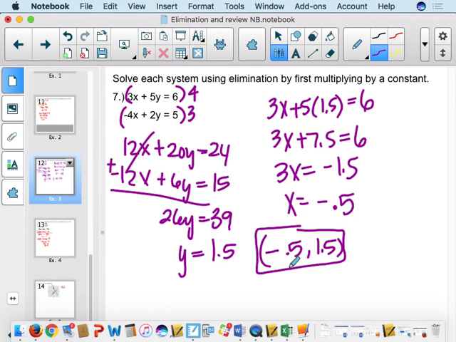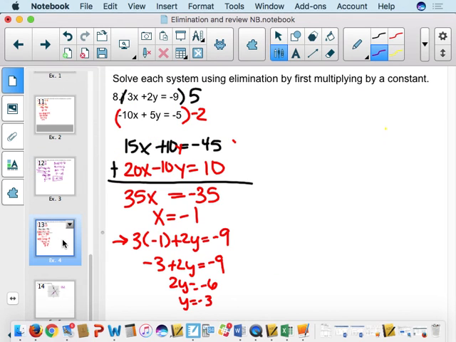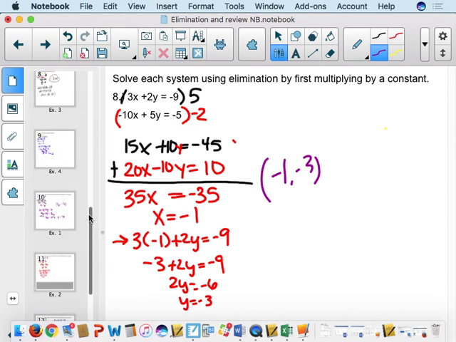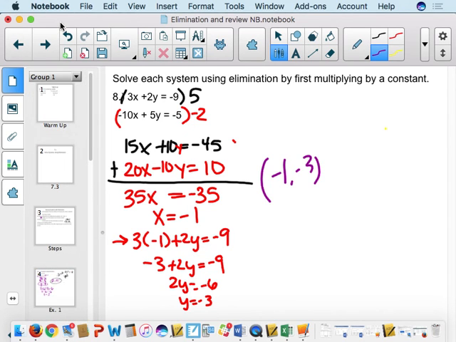And so there is that final answer. If you'd like to try number 8, if you need extra practice, here is what your answers would end up being. Negative 1, comma negative 3. If you'd like to try that on your own, make sure that you get those right answers. All right, that is it.